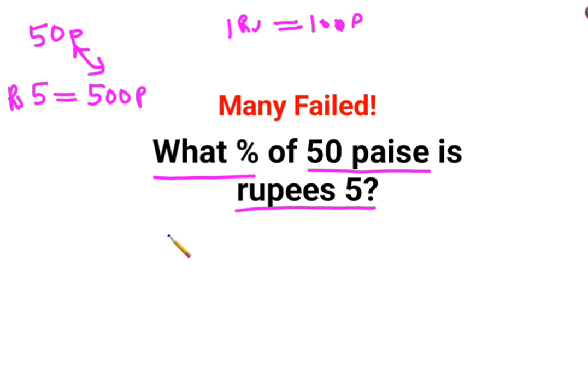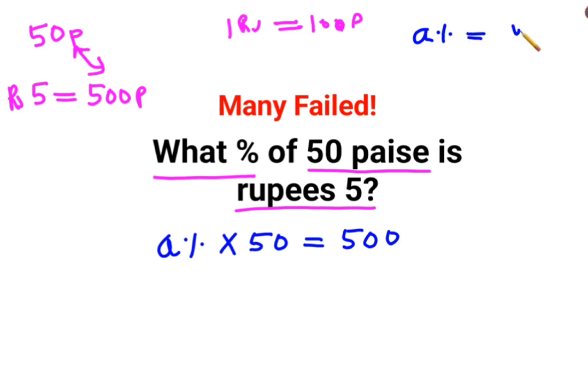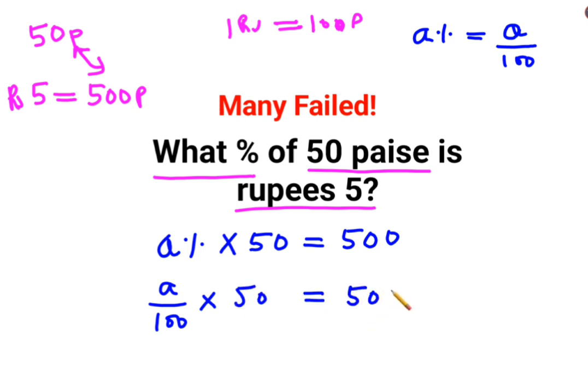Okay, now next, let's try to write this question in terms of its mathematical representation. So let the percent be what? A percent. So a percent of, instead of "of" let's write multiplication. 50 is means equal to 500. Instead of 5 rupees, we'll write it as 500 paise. Now see, whenever you have a percent sign ahead of a number, you can convert it into a fraction by dividing that number by 100. So here we have a upon 100 into 50 is equal to 500.